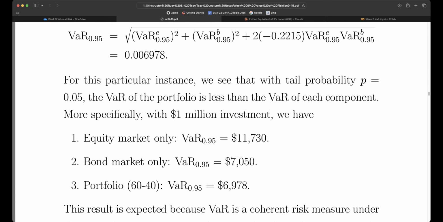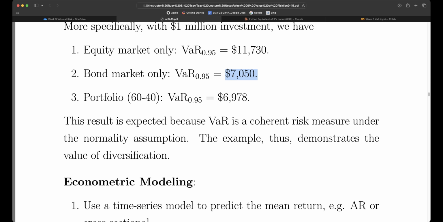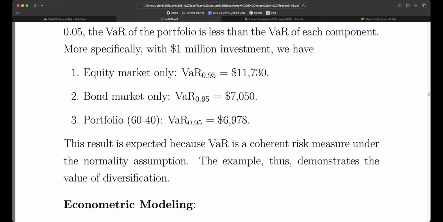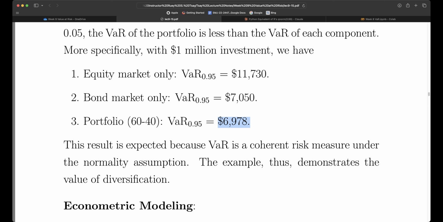Okay, so we can reduce the volatility, or reduce risk, by diversification. Under this measure, by investing $1 million in the portfolio, with 5% probability the loss exceeds $6,978, or the loss is less than this with 95%. That's the value at risk. So this is less than that, so we have diversification.